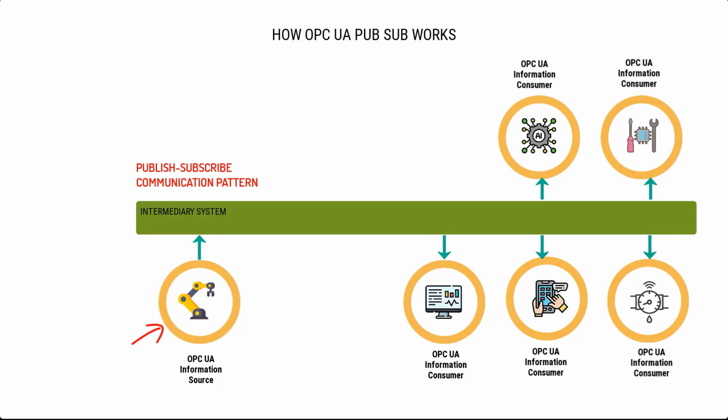Now, the device or system that sends the OPC UA information to an intermediary communication system for consumption by other systems is called a publisher in general, or an OPC UA publisher in particular. And the systems that receive this information are called subscribers. And due to the decoupled nature of the publish-subscribe communication pattern, the number of subscribers receiving data from a publisher does not influence how the publisher produces the data.